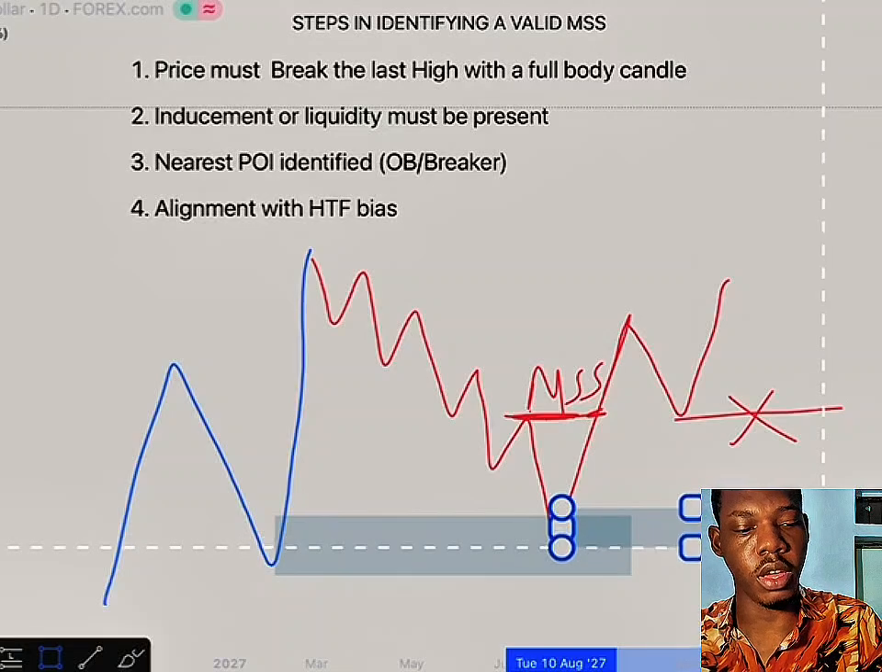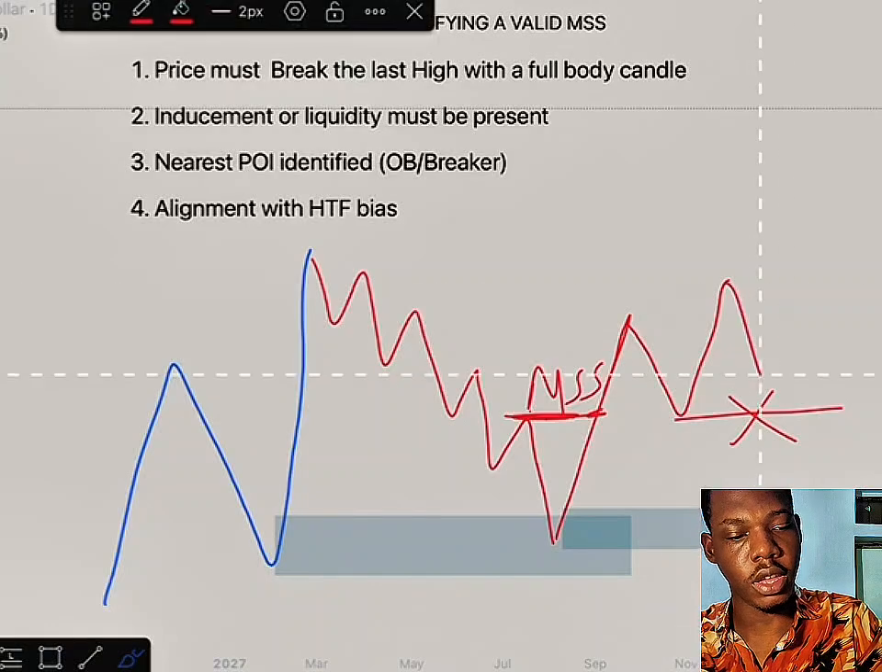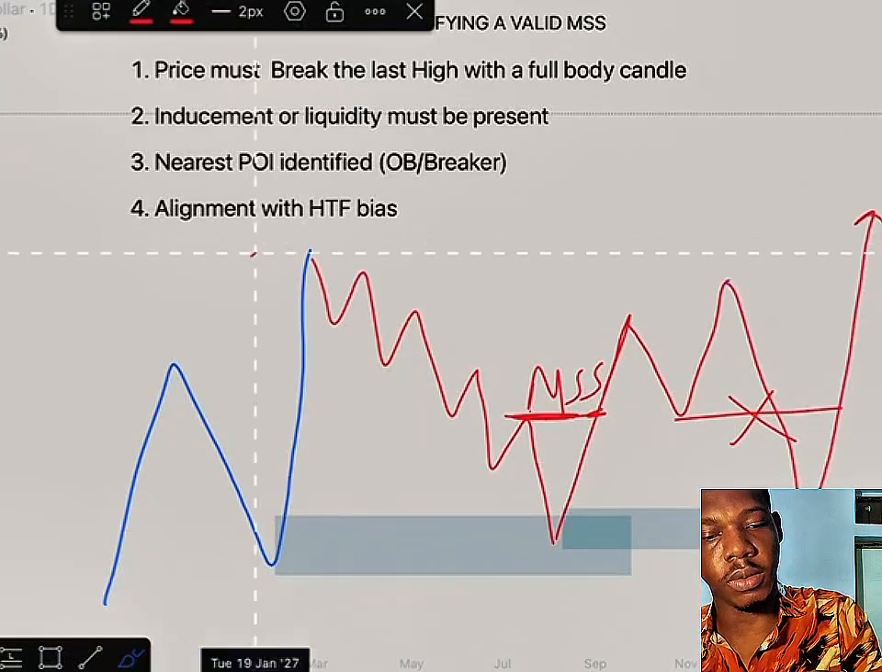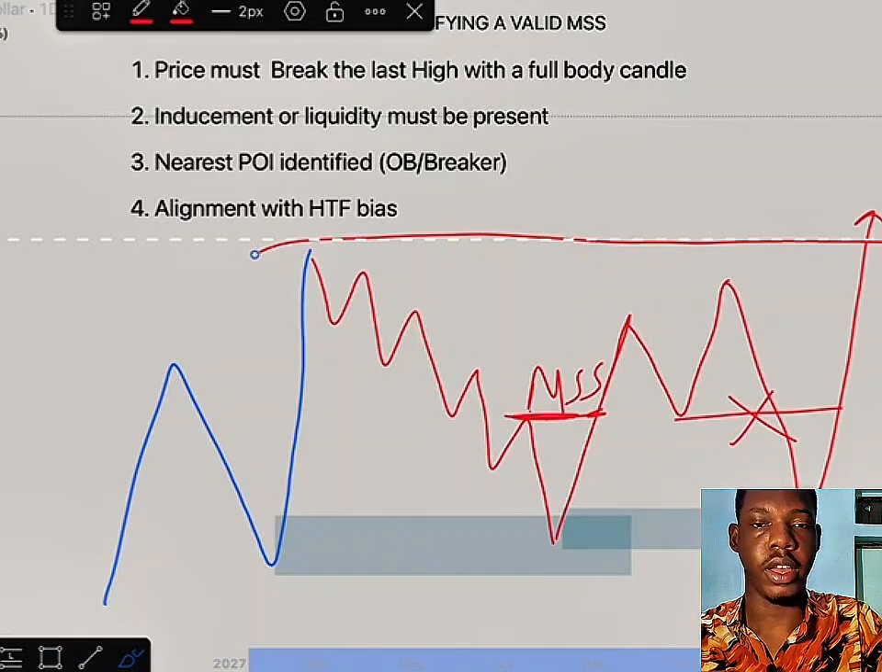Let's continue. So now we're expecting that price should retrace into this level here, this order block here. So that means that price is expected to pull into this level here, and then take out this high here, forming a new higher high.